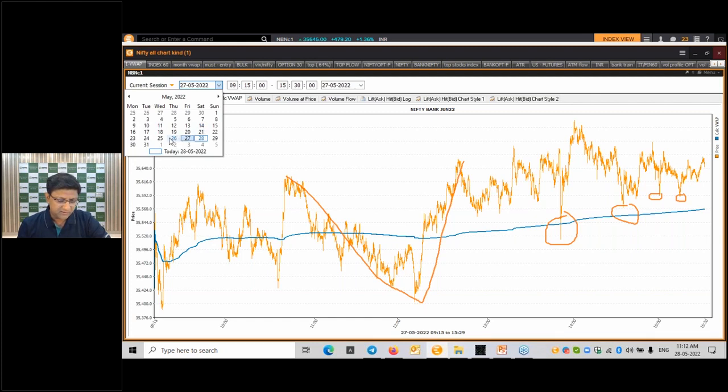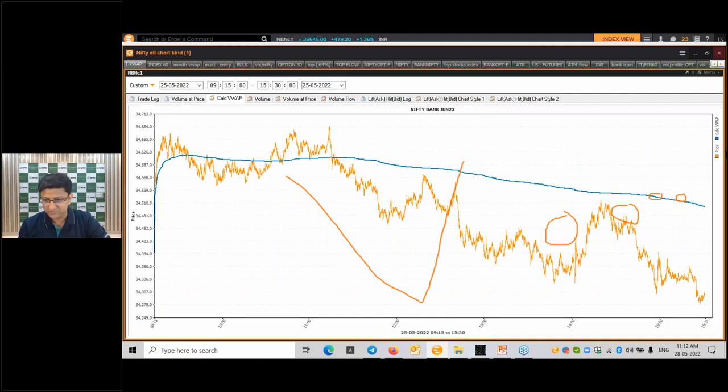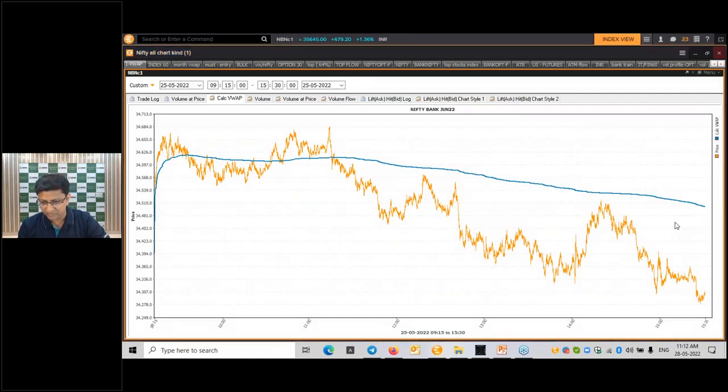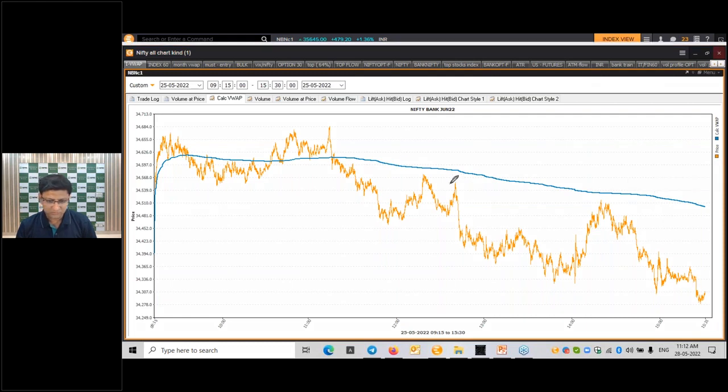Like say, let's take some other examples. Let's look at the 25th. See, on the 25th it worked well. On the 25th PCR was completely negative. The 25th means, if you remember, this is Wednesday, the market opened higher, PCR was negative. So it was a negative PCR, and this was a breakdown below VWAP, trade number 1, then trade number 2, trade number 3, trade number 4.